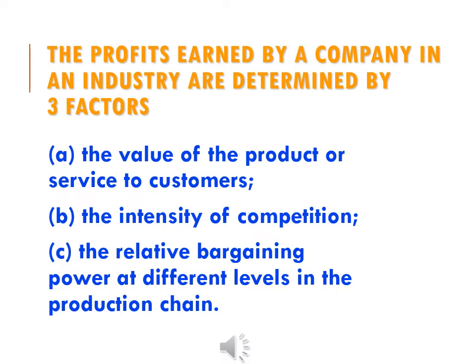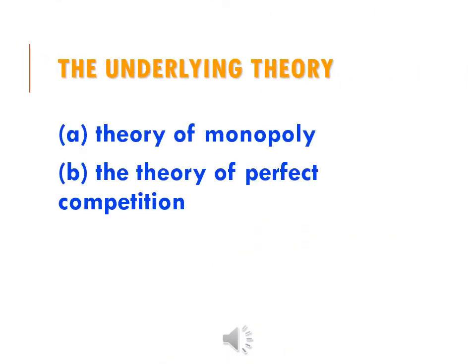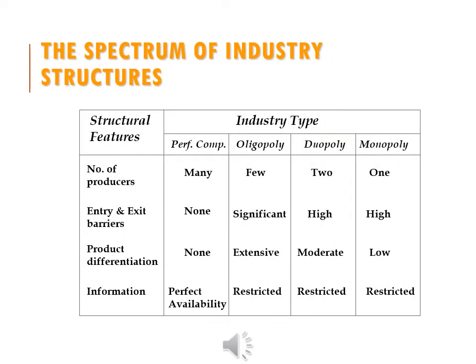And the last one: the profit earned by the firm is also determined by the relative bargaining power at different levels in the production chain, from the suppliers all the way to the customers. The theory behind the five forces is the theory of monopoly and the theory of perfect competition. So it comes from basic economic theories, and of course, as we know, Michael Porter is an economist.